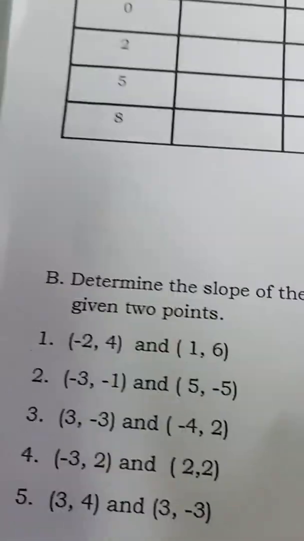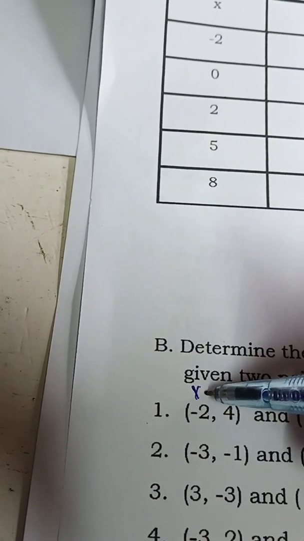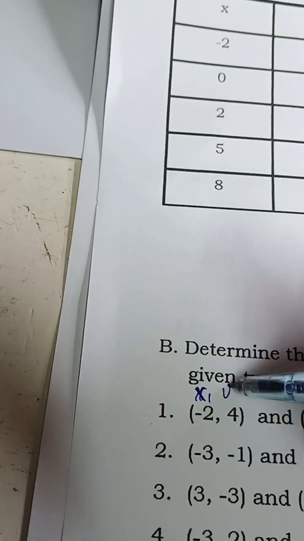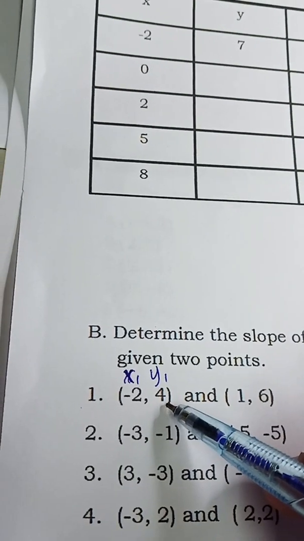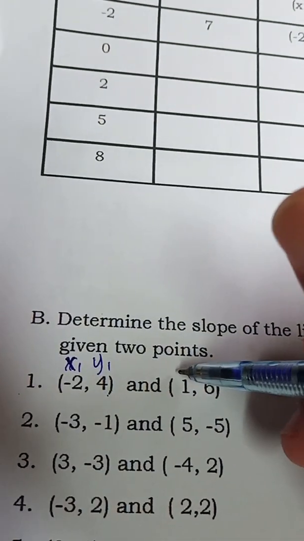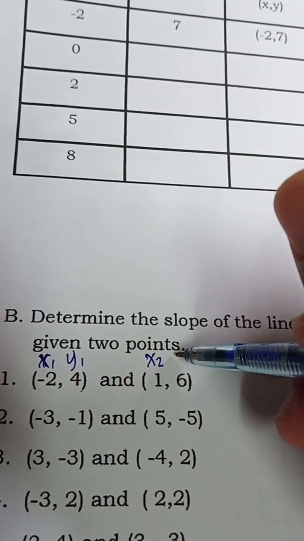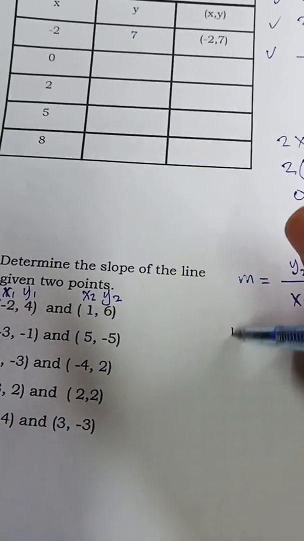Okay, so we will rewrite the first item, or just here. This is the first point, and the second point. Of course, since it is the first point, you will write x sub 1 and this is y sub 1. Okay? Because it is an ordered pair, x and y. Since this is the second point, of course, this is x sub 2 and this is y sub 2. Okay? So, do not be misled about that. So, we will just put them in the formula.